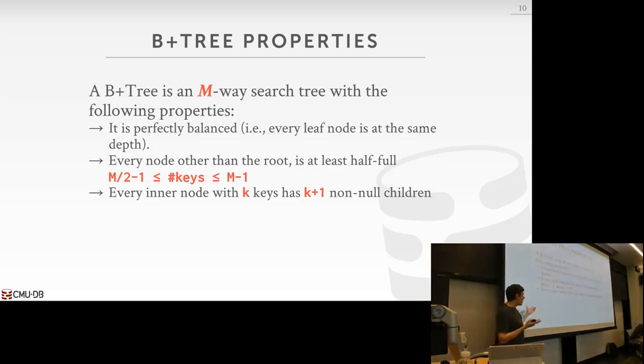And then the simple one is that every inner node, which I'll describe in the next slide, if you have k keys stored in your node, and you can have up to n minus 1, if you have k keys, you're going to have k plus 1 non-null children. You have k plus 1 paths or pointers to children below.